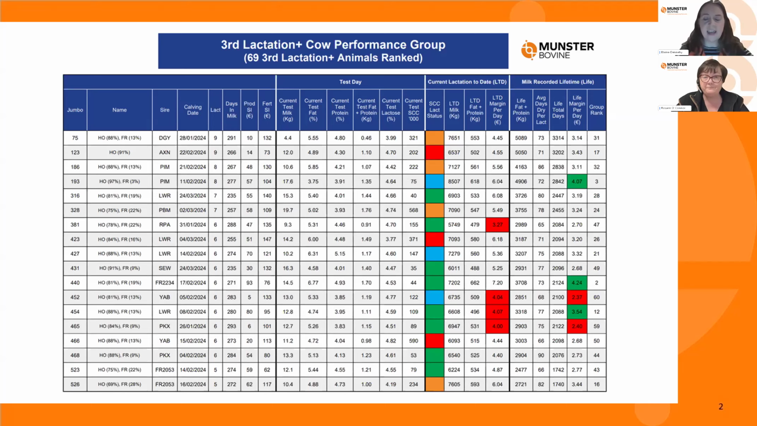Yeah, and as you said, any cow can have a bad lactation. She might be lame, she might be whatever else. And that's where the double reds come into it. Exactly. So performing in the current and not performing over her lifetime. Precisely.